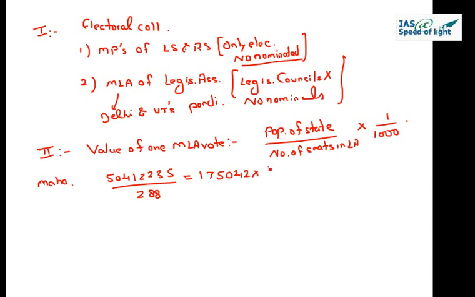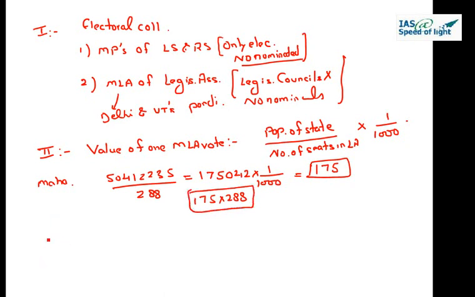And if we divide by 1000, it gives me 175. So this becomes the value of one vote of an MLA in the Maharashtra Legislative Assembly. Now the same thing we calculate for all the states. Now what we do is, the total value for the Maharashtra Legislative Assembly will be 175 into 288. So this will be the total value of the Maharashtra Legislative Assembly.